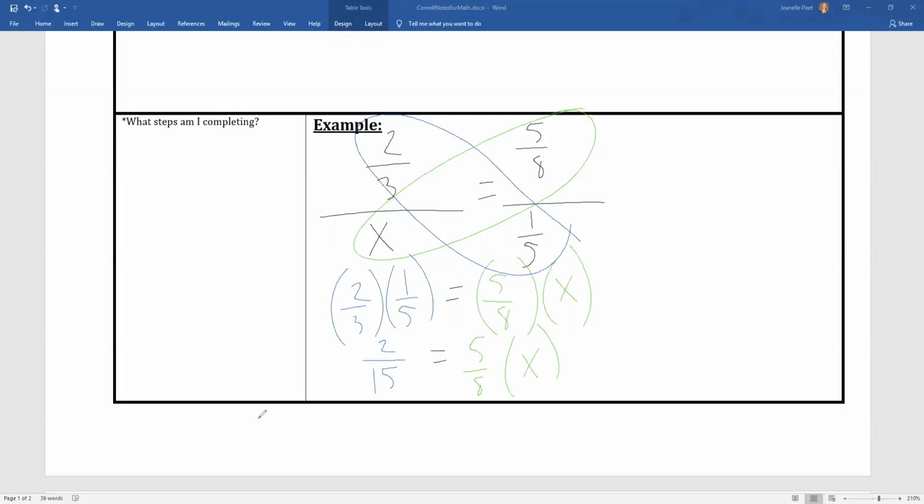So before she gets super duper fussy here, I'm going to show that I'm going to multiply both sides by the reciprocal. That's going to cancel that.